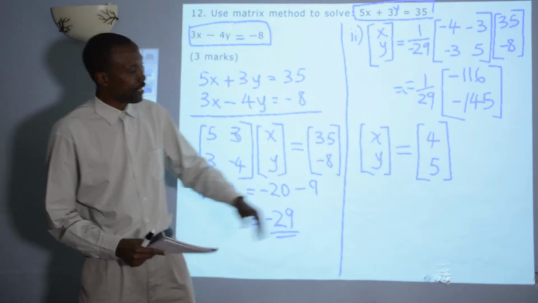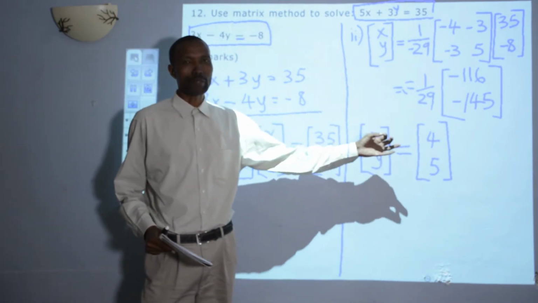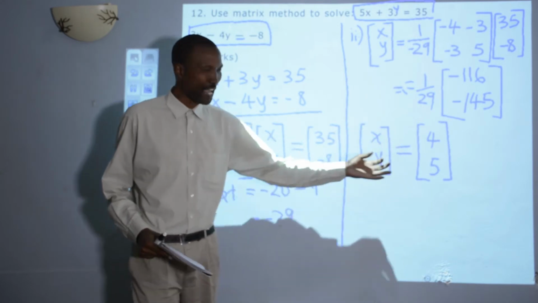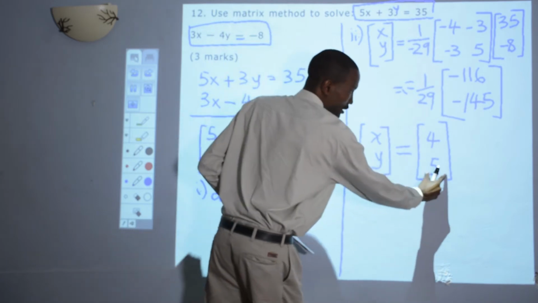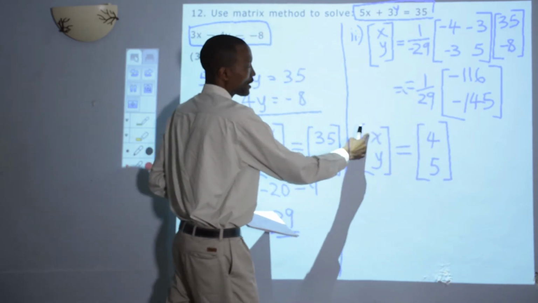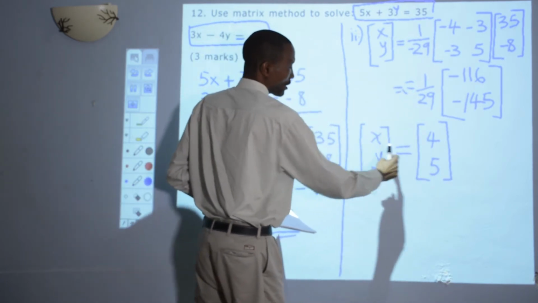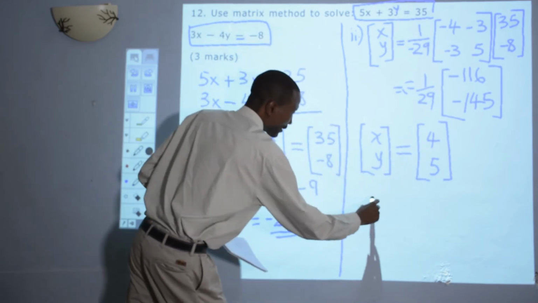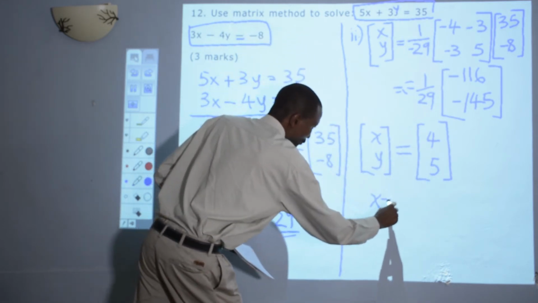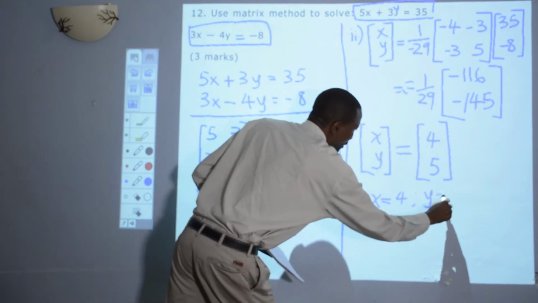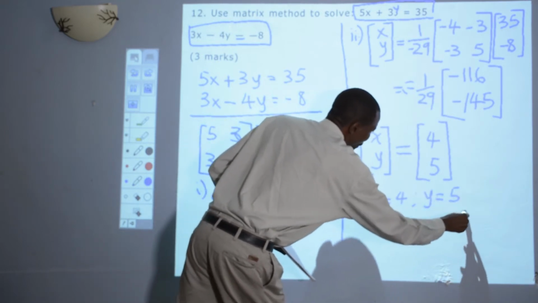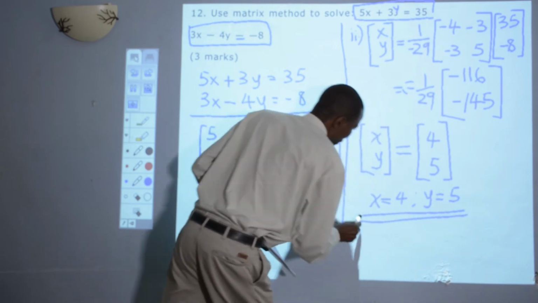We don't stop at this point because we need to give the precise value of x and the precise value of y as follows. It implies that if this matrix is equal to this matrix, then it means x is equal to 4, y is equal to 5, and we commit ourselves to that extent. We just say x therefore equals 4, while y equals 5. That is the final answer.